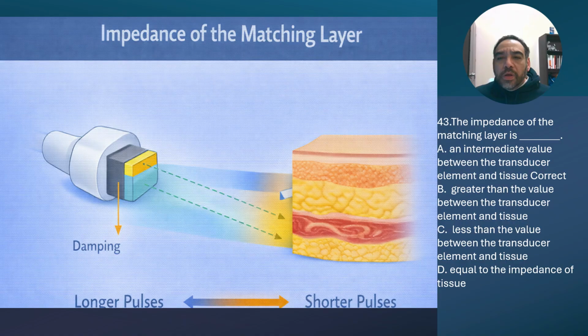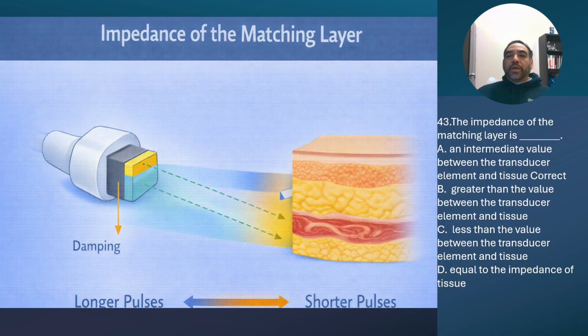Okay, this is a very long one. Let's see. 43. The impedance of the matching layer is blank. A says an intermediate value between the transducer element and tissue. B says greater than the value between the transducer element and tissue. C says less than the value between the transducer element and tissue. And D says equal to the impedance of the tissue. The correct answer is that the impedance of the matching layer is an intermediate value between the transducer element and the tissue.